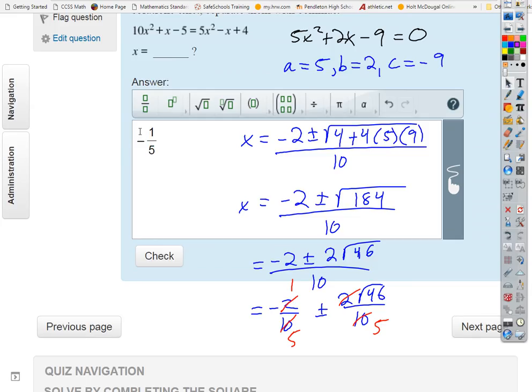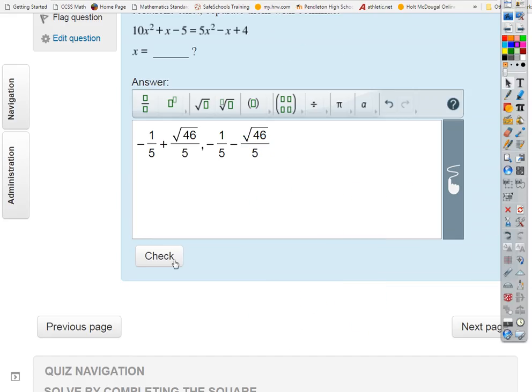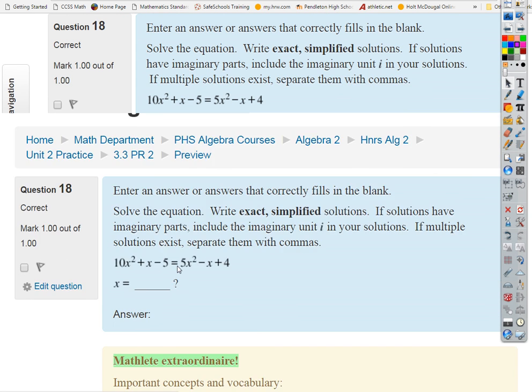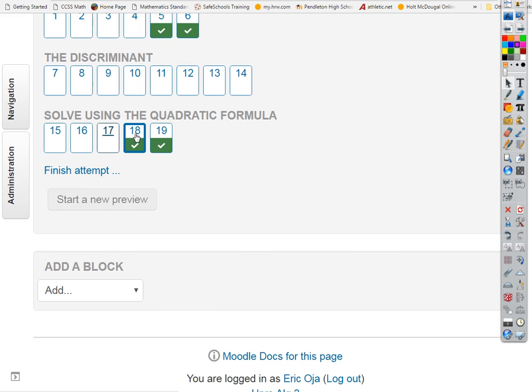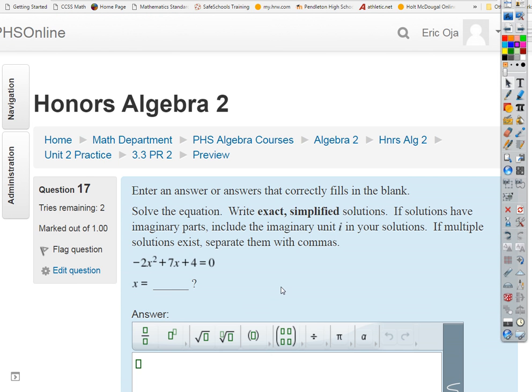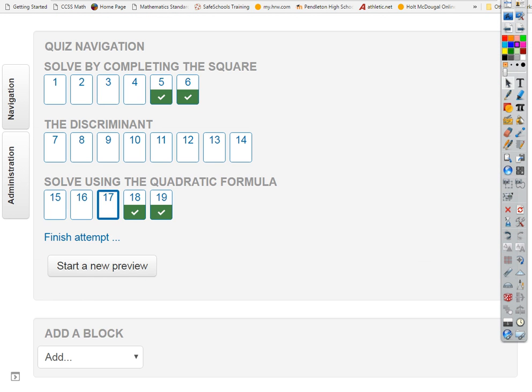And so my final answers should look like negative 1/5 plus square root 46 over 5, and same thing with a minus sign. Okay, and that's it. I think that's probably good. The rest of them were, yeah, we did stuff like that. Okay, we're done.